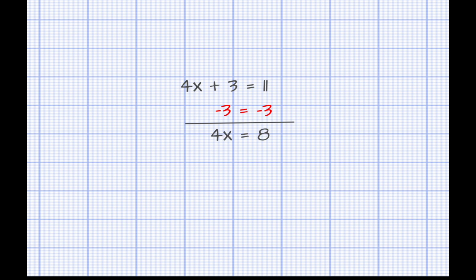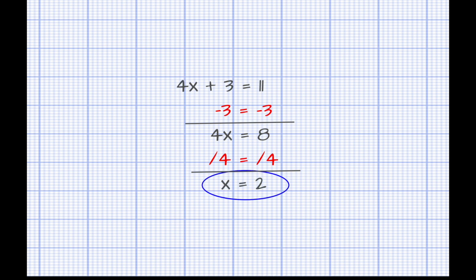Now we have 4x equals 8. Since there are no fractions, we can just remove the coefficient. Since we are multiplying 4 to x, we have to divide 4 on both sides. The answer for this equation is x equals 2. Let's do another one together.